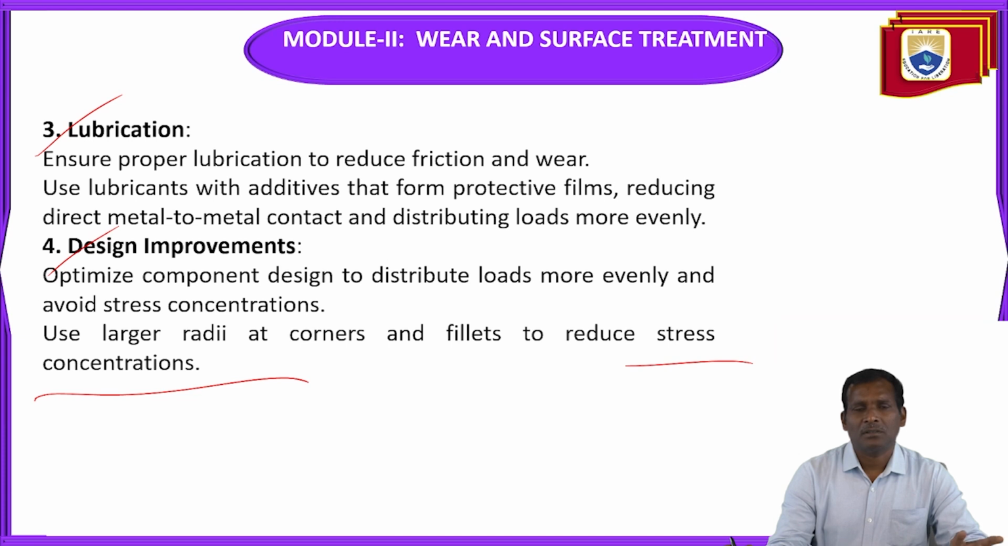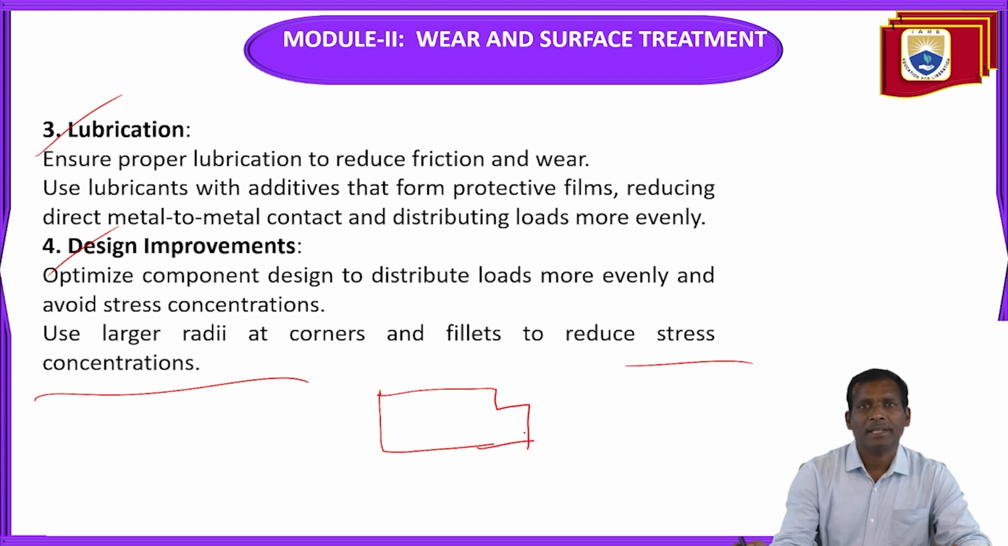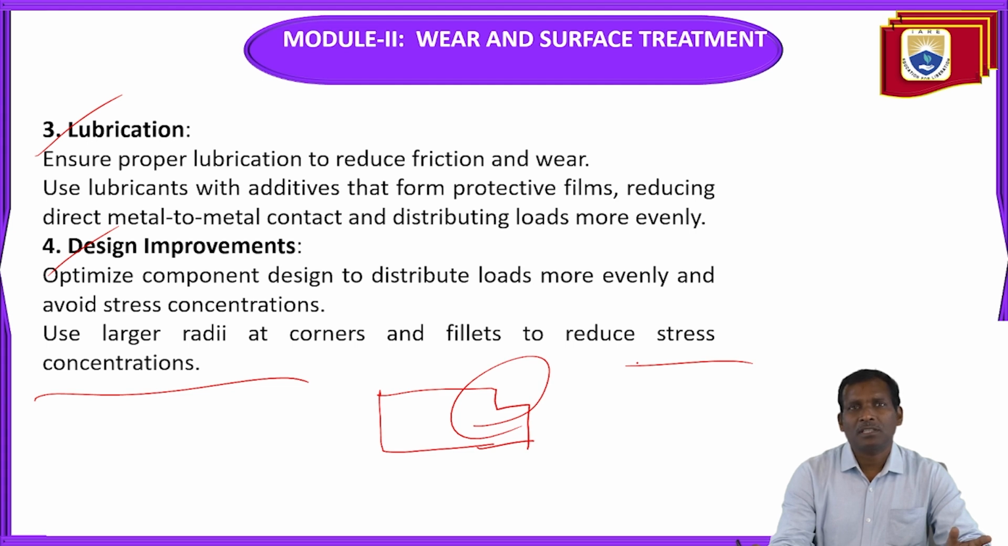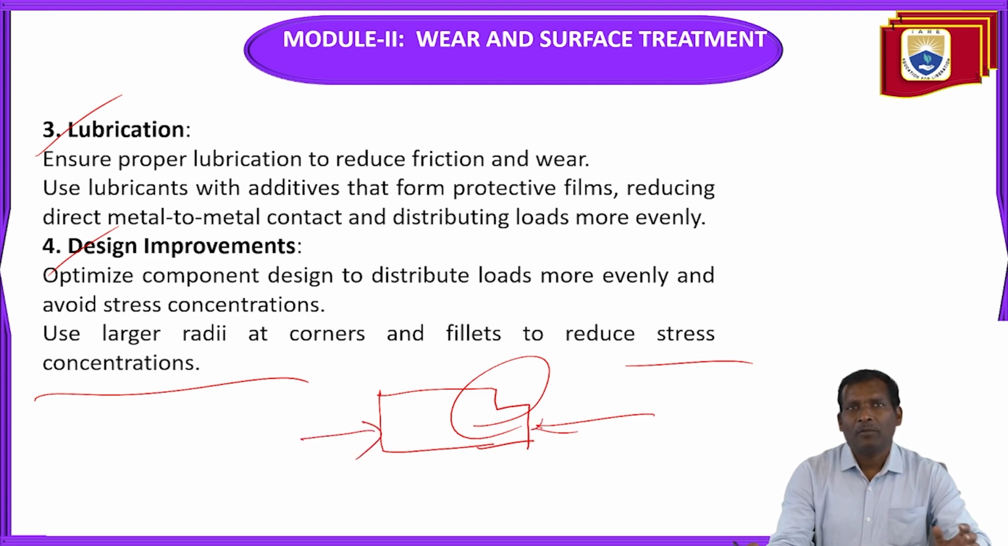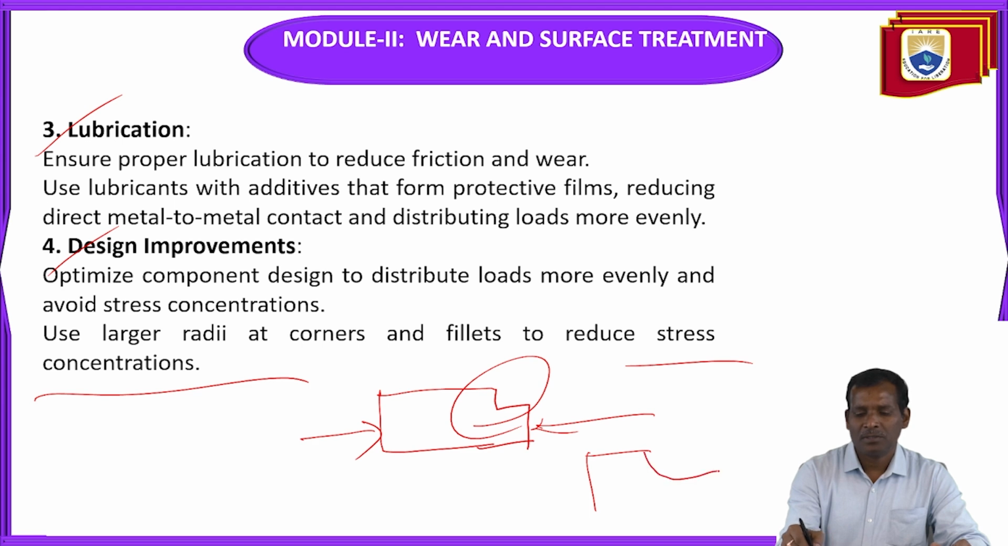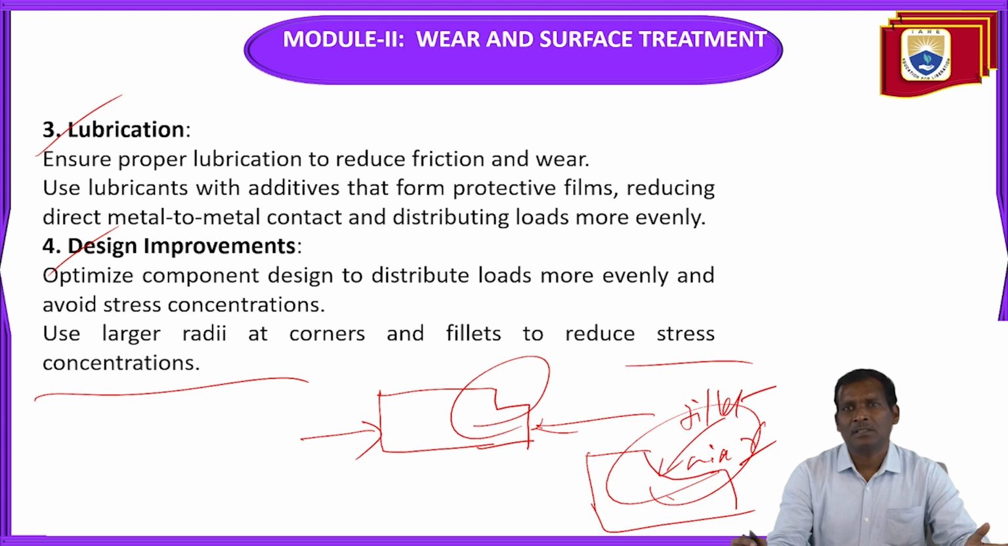Whenever the component has a sharp corner, for example, the component is like this. Here a sharp corner is there, so more stress concentration will occur whenever this is subjected to force. To avoid this stress concentration, you have to use radii at corners and fillets. Instead of this, you can use it like this. This is a fillet with radius R. By using it like this, you can avoid this type of stress concentration. So optimizing the component design is also a very important factor in minimizing the friction and wear.